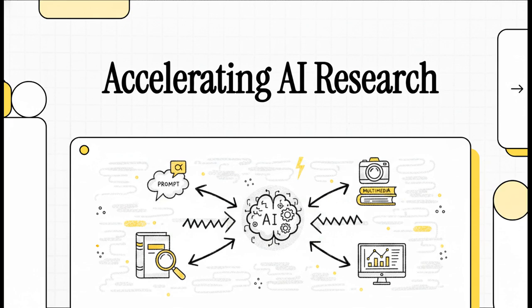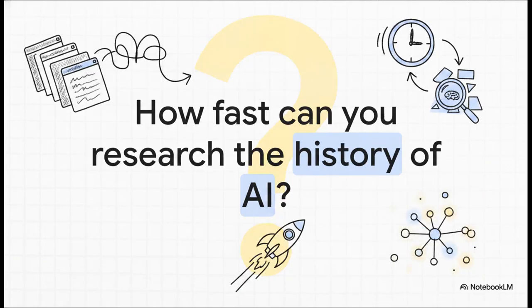Well, today, we're looking at a concept that entirely eliminates that chaos. We're going to break down this highly optimized workflow for accelerating artificial intelligence research and multimedia production. It's all about taking a simple prompt and transforming it into a fully realized digital artifact way faster than ever before. How fast can you research the history of artificial intelligence?